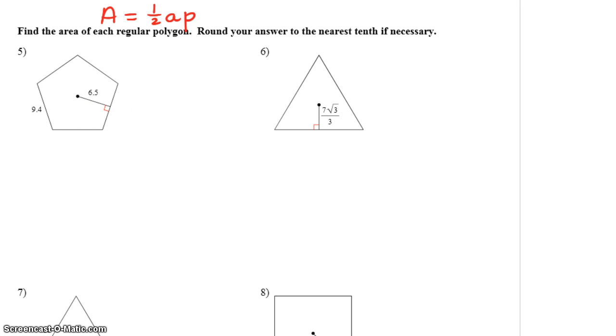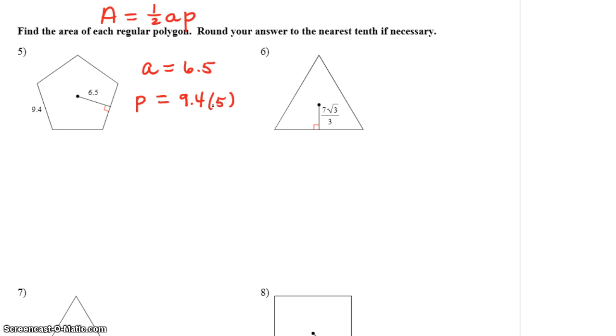So in number 5, let's do this one together. If you need to, feel free to pause this video, give yourself a chance to draw the figure. So in this case, our apothem is 6.5. Our perimeter, notice each side is 9.4, and we have 1, 2, 3, 4, 5 sides. So we're going to multiply that 9.4 times 5 to get our perimeter.